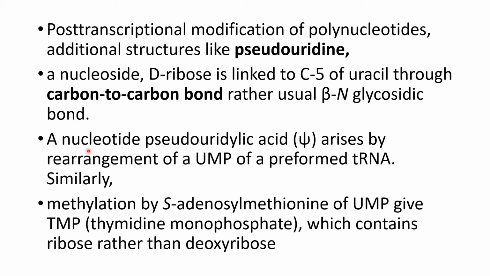And in this way, the nucleotide pseudouridylic acid is formed, and the rearrangement of uridine monophosphate also gives rise to the TMP. By the methylation of UMP, it gives rise to the TMP, but in this case this thymidine monophosphate contains the ribose sugar rather than deoxyribose.